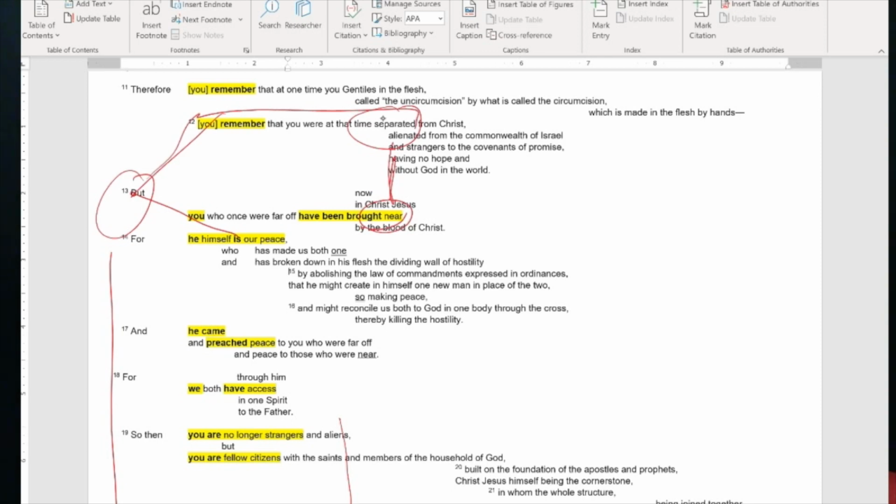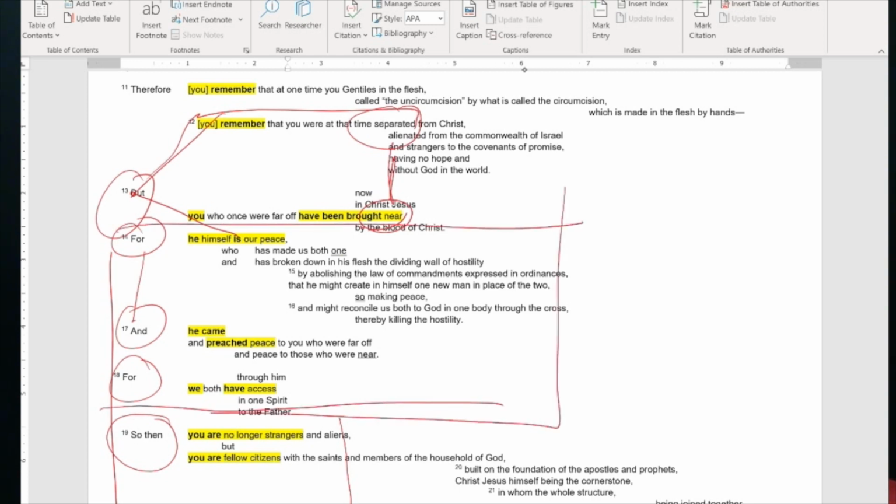And then he's going to give them reasoning for why that is. He's going to give them a couple different points, and then he's going to give them further reasoning, and then he's going to tell them what this then means. So here's this big contrast. Here's like all the reasoning behind it, and he's going to say, so then.